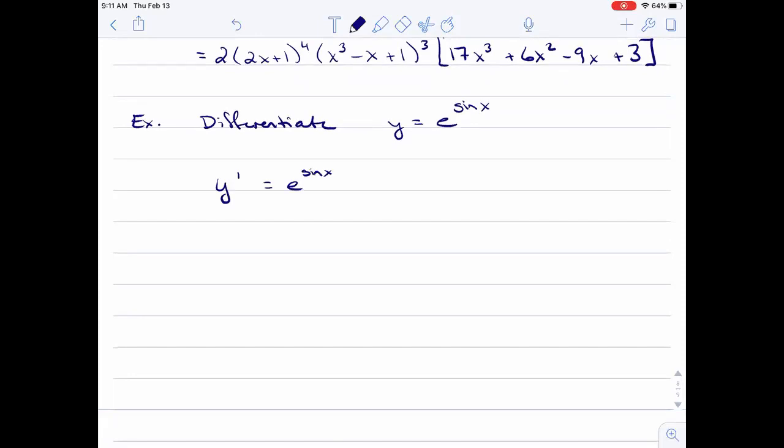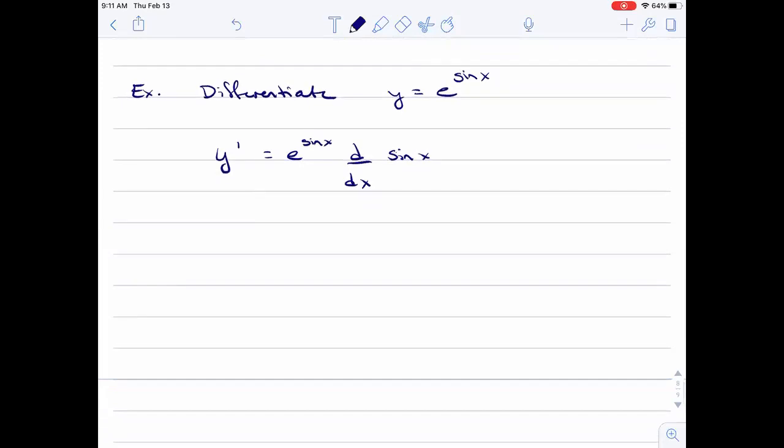So it just becomes itself times the derivative d dx of sine x, which is cos x. So y prime is e to the sine x cos x. There, that's more reasonable because now we're done. So it doesn't have to be this long, huge thing.